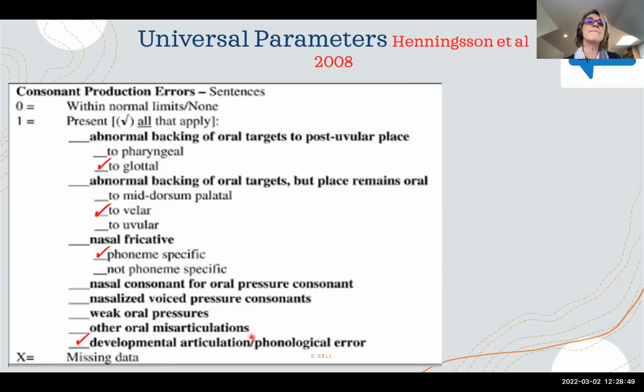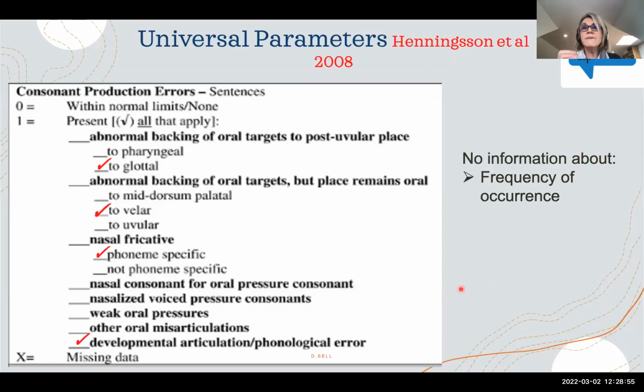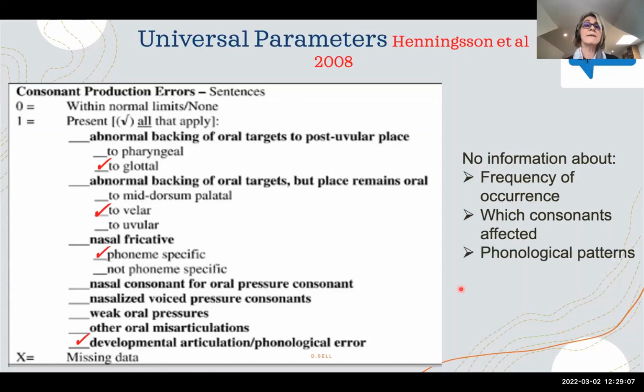and here we've got the developmental errors. But I hope you can see how this approach doesn't give you any information about the frequency of occurrence of those articulations or those errors. It doesn't tell you which consonants have been affected, and neither do you get any sense of the impact on the phonology and the ability to make meaningful contrasts.